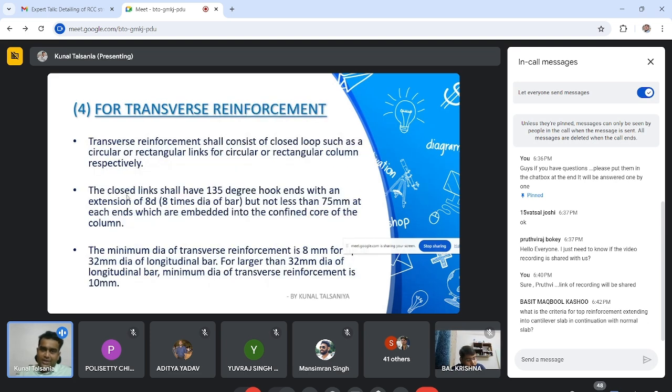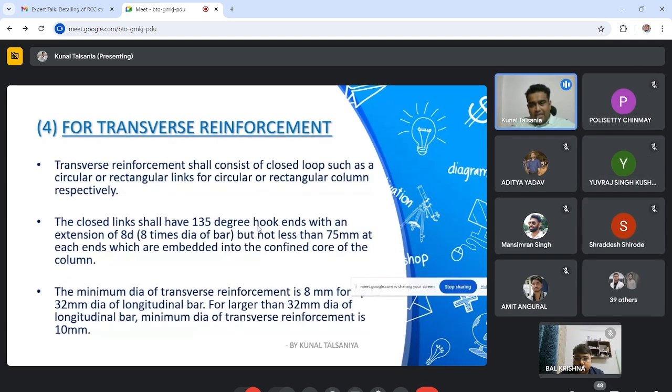Transverse reinforcement shall consist of closed loops such as circular or rectangular links for circular or rectangular column respectively. The closed link shall have a 135-degree hook. This is a standard hook which is required for beam as well as for column. 135 degree is standard with an extension of 8D. In IS 13920, they have mentioned 6 times D, but in the amendment it is now 8 times D, 8 times diameter of bar, but not less than 75 mm. So, 8D or 75, whichever is maximum you have to provide.